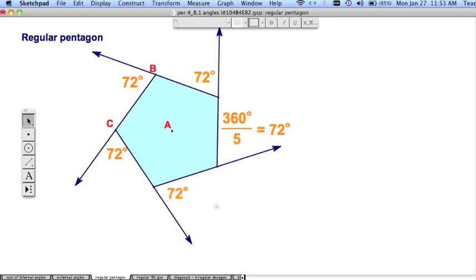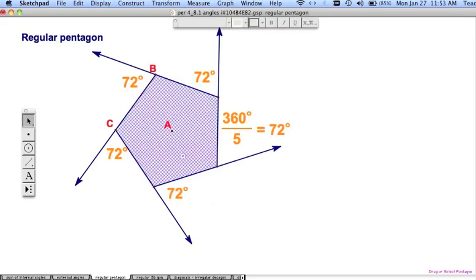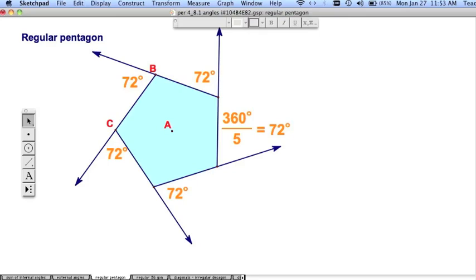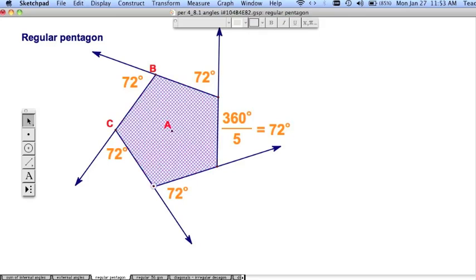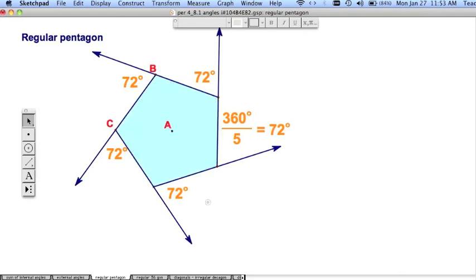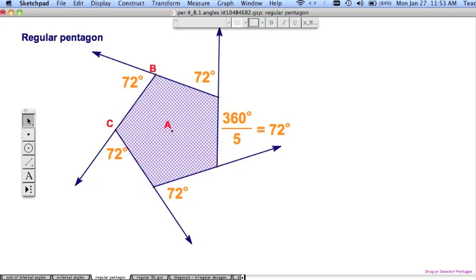Now, you see how it's so much better when you go fast? If you go slow, you get bored. I'm looking for an interior angle here. What's the relationship between the interior angle and the exterior angle? It rhymes with linear pair. Oh, you guys are on it. So, what would be the measure of this angle in here?